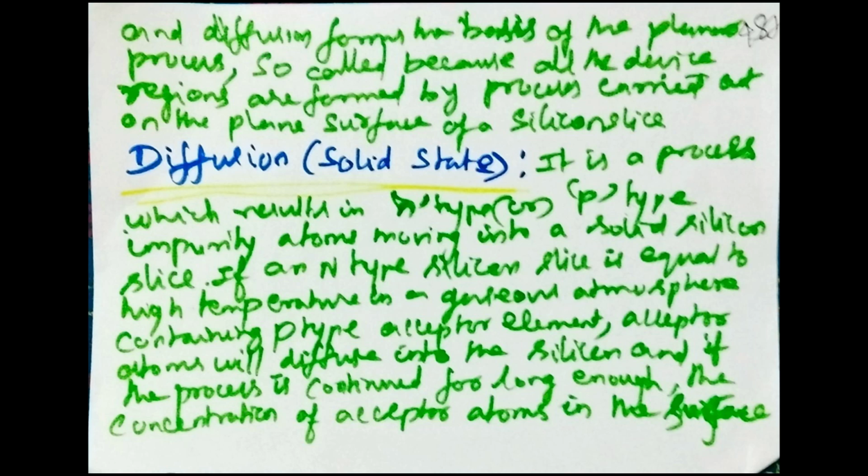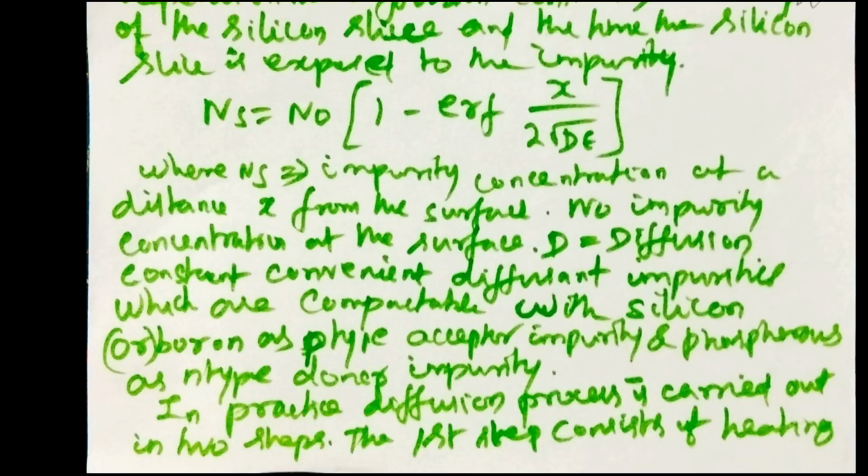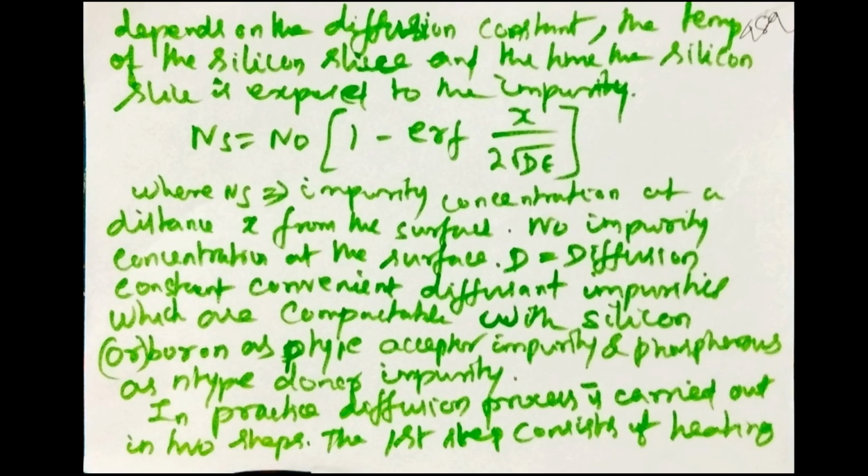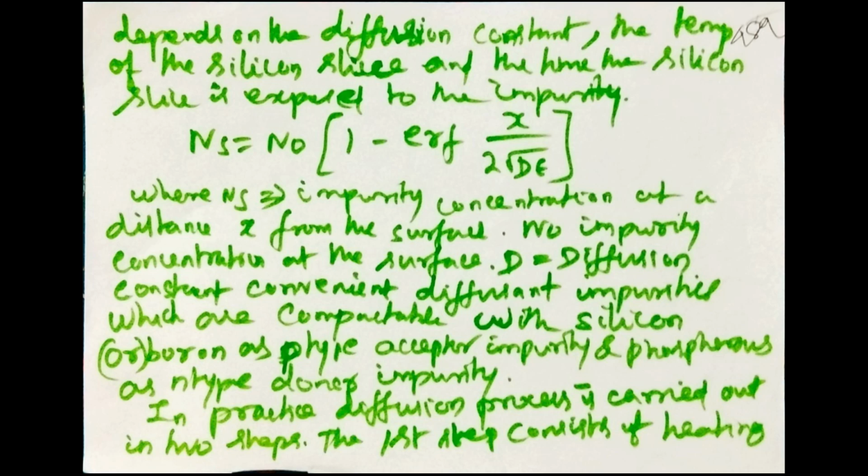Diffusion in solid state is a process which results in N-type or P-type impurity atoms moving into a solid silicon slice. If an N-type silicon slice is exposed to high temperature in a gaseous atmosphere containing P-type acceptor element, acceptor atoms will diffuse into the silicon, and if the process is continued for long enough, the concentration of acceptor atoms in the surface penetrates into the silicon. How far depends on the diffusion constant, the temperature of the silicon slice, and the time the silicon slice is exposed to the impurity.